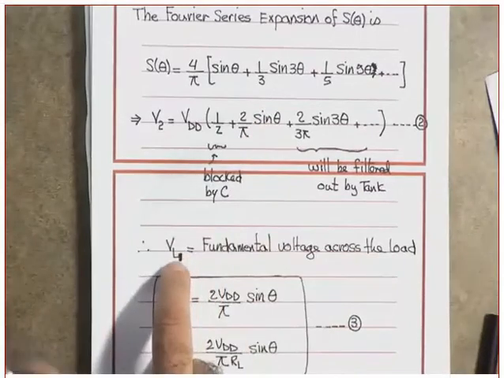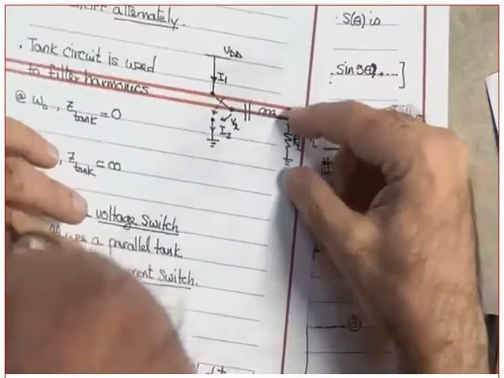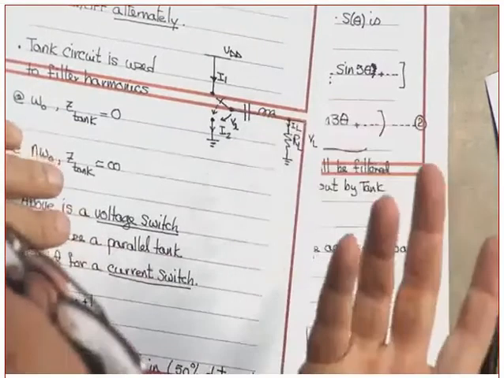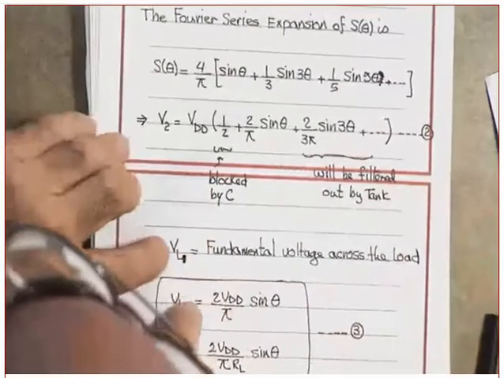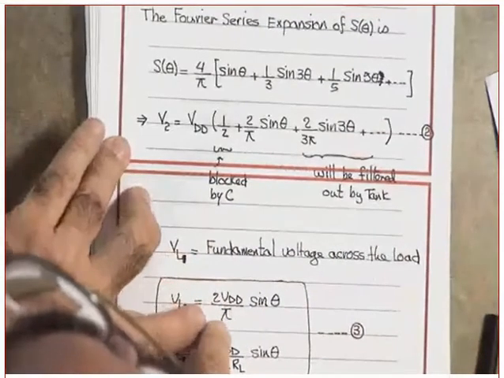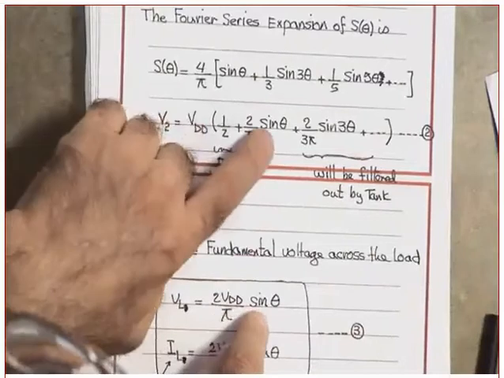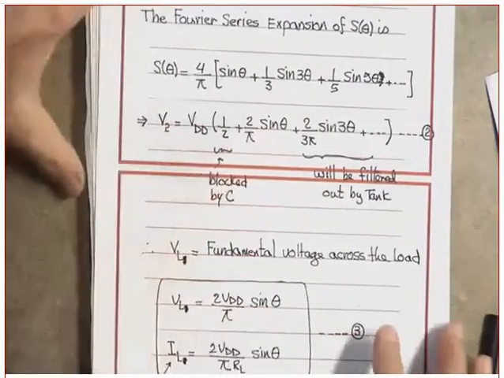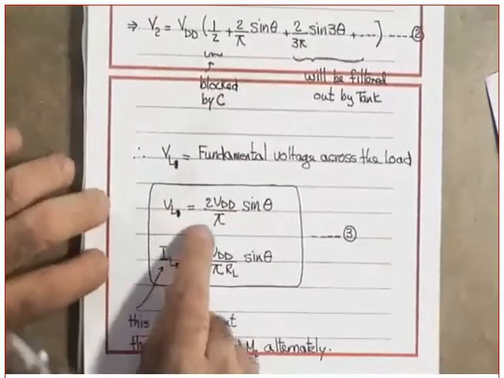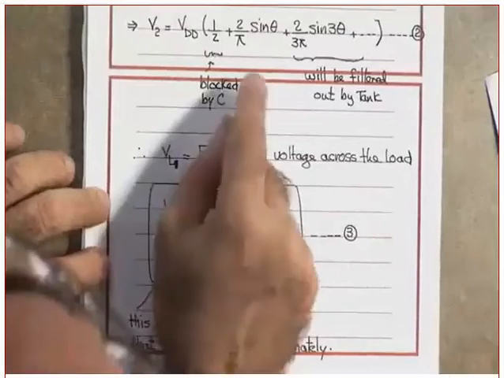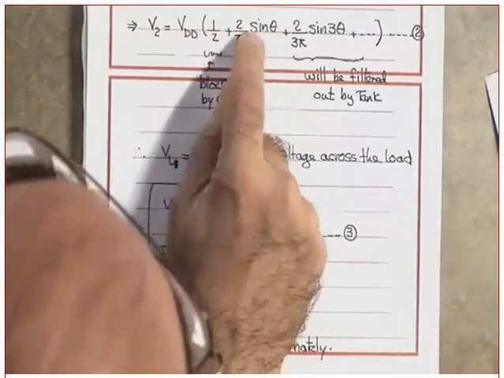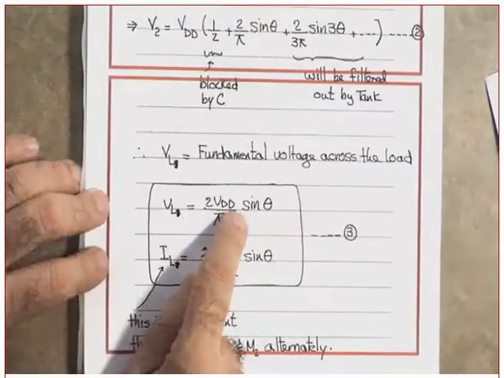So what is VL? What is VL? The voltage across this resistor. What is it? It's 2 over pi VDD times sine theta. You are losing me? Did you understand where this came from? This is this term. This times this. Is this a sinusoid? That's a sinusoid. Are you following me on that?